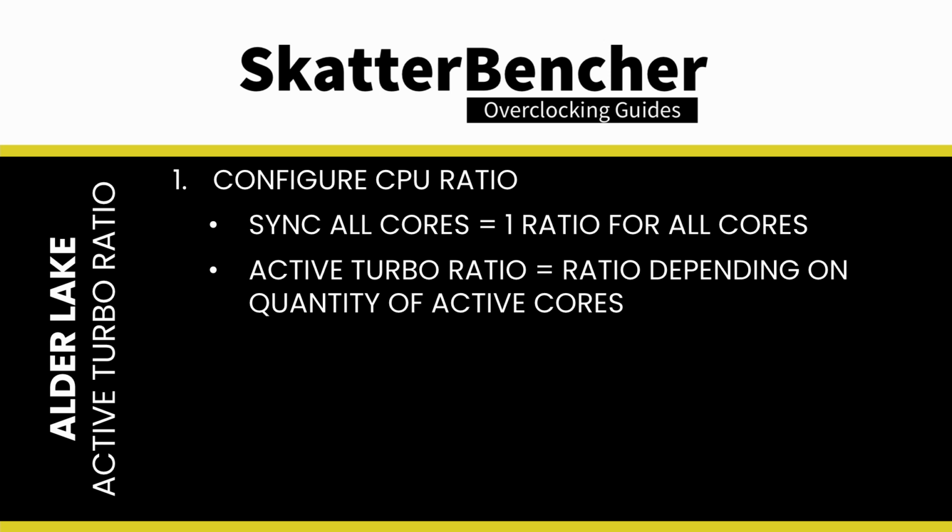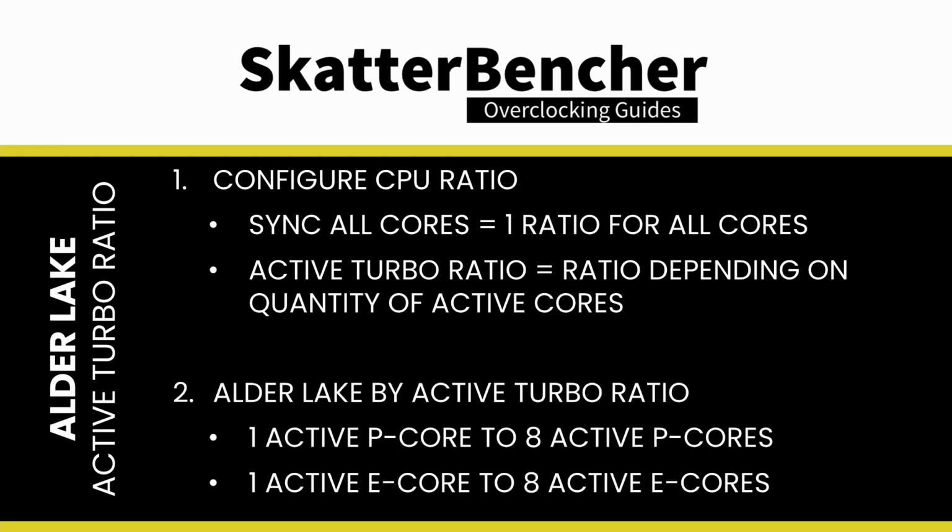Active turbo ratio configuration allows us to configure the overclock for different scenarios, ranging from one active core to all active cores. This enables us to run some cores significantly faster than others when the conditions are right. On Alder Lake, we can configure the active turbo ratio for P cores and E cores separately. So we can set the maximum ratio for one active P core to 8 active P cores, and for one active E core to 8 active E cores.